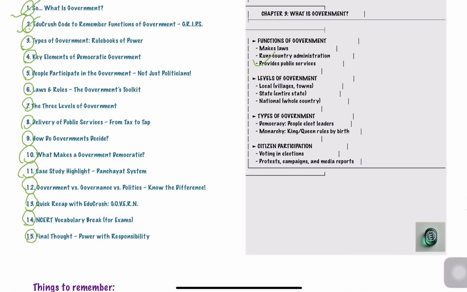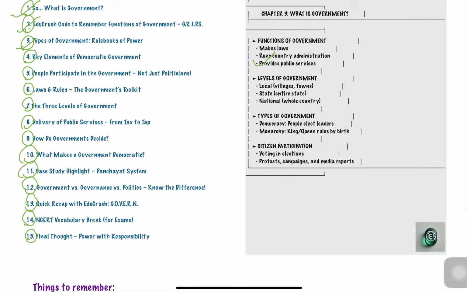Next, let's go with the third one, that is types of government, rule books of power. So government can be of different types. Let's crack them. Democracy, which is nothing but people rule themselves through representatives. Example like India, USA. Next, monarchy, one person, a king or queen, rules for life. Example Saudi Arabia. Dictatorship, one leader with total power, no elections. Example North Korea.